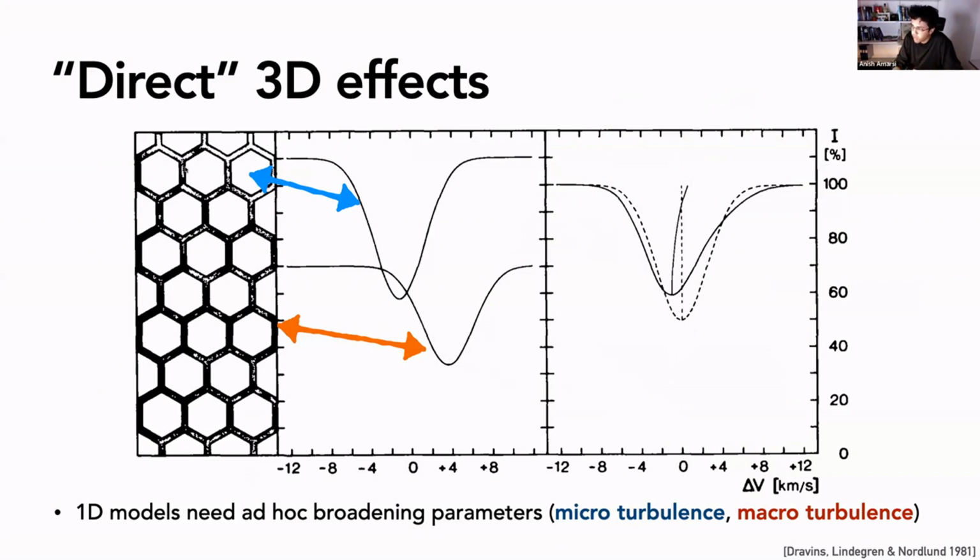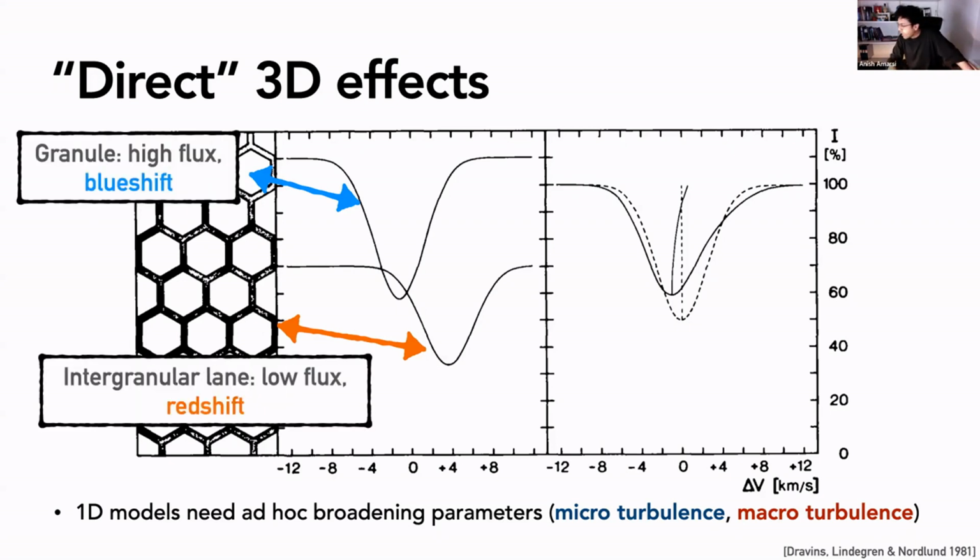Here we have on the left a schematic of the granulation. So the granules here and the lanes here. Because we have hot upflowing gas here, it's hot, so the flux is higher, and the spectral line that we see in the granule is also blue shifted because the gas is going towards the observer, towards us. Then in the lane, it's cooler, and so the flux is lower, and the gas is red shifted. It's going away from us.